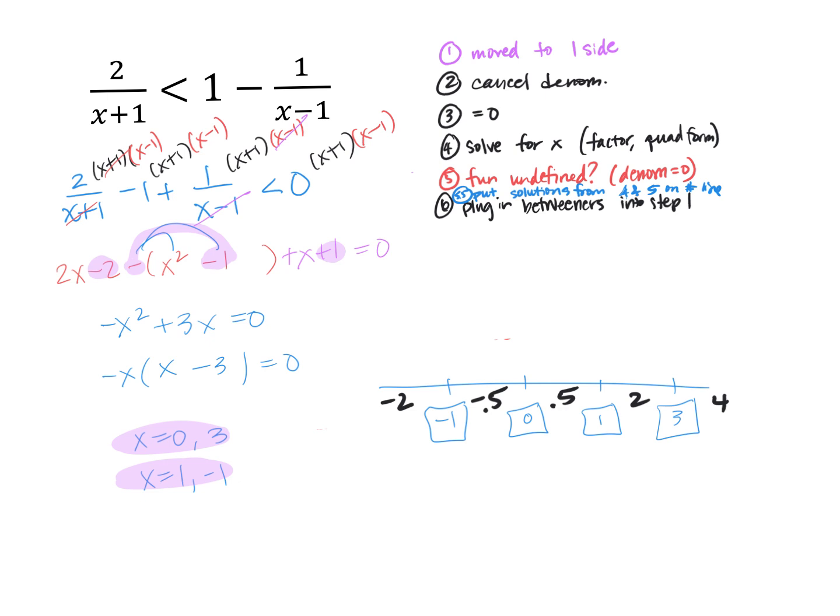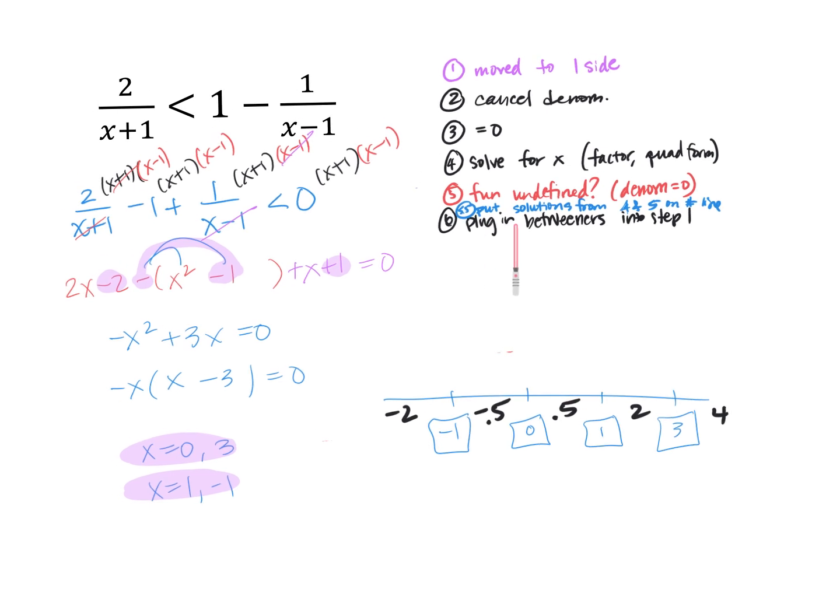Here's the deal. Look at what I said. Plug the betweeners into step 1. Step 1 was when we moved things to one side. So I'm going to highlight it. Our step 1 was this blue step because we just want to compare it to 0. That's what's going to make our life a little easier.